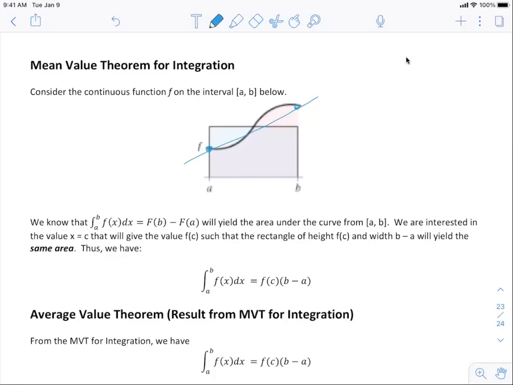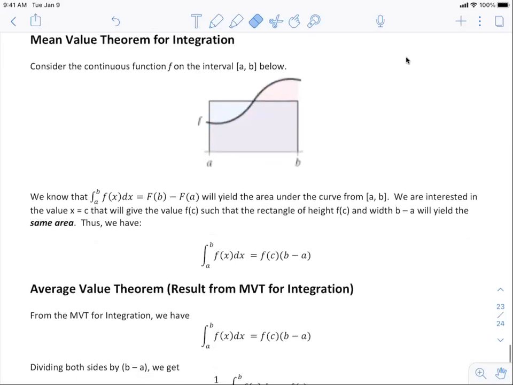to B, there will be somewhere along the curve where the instant rate of change, the tangent line slope, is equal to the average rate of change, the secant line slope. So that's what the mean value theorem said for derivatives. Now here's what it says for integrals, okay?